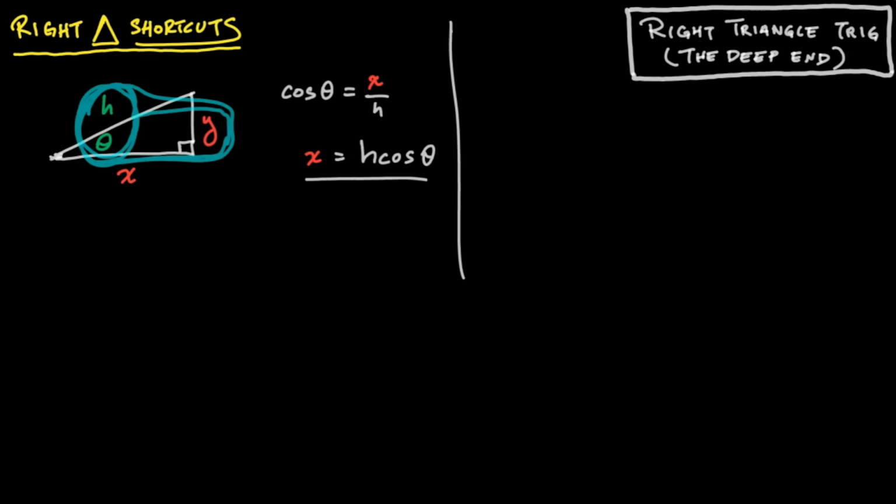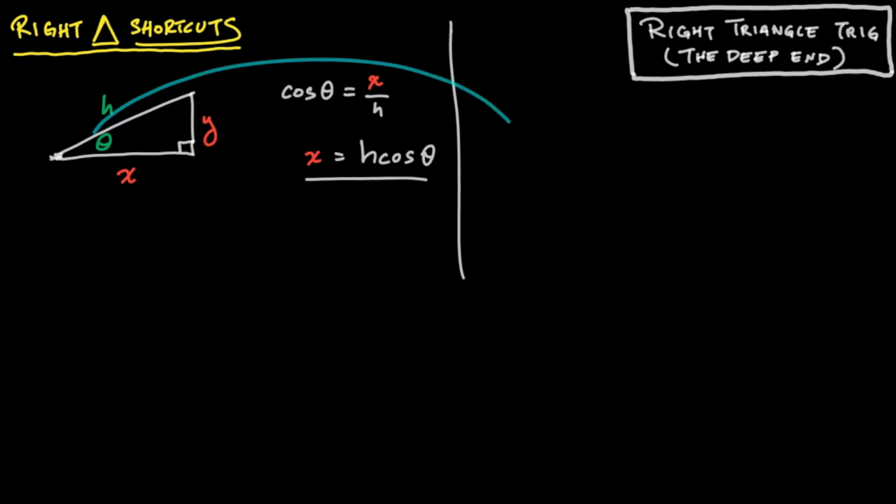What relates those three things? Well, relative to the angle, I know I've got opposite and hypotenuse. Opposite, hypotenuse: SOH CAH TOA. So that is sine of theta. Sine of theta is the opposite, y, over the hypotenuse, h. When we solve for y, we find that it is h sine theta.